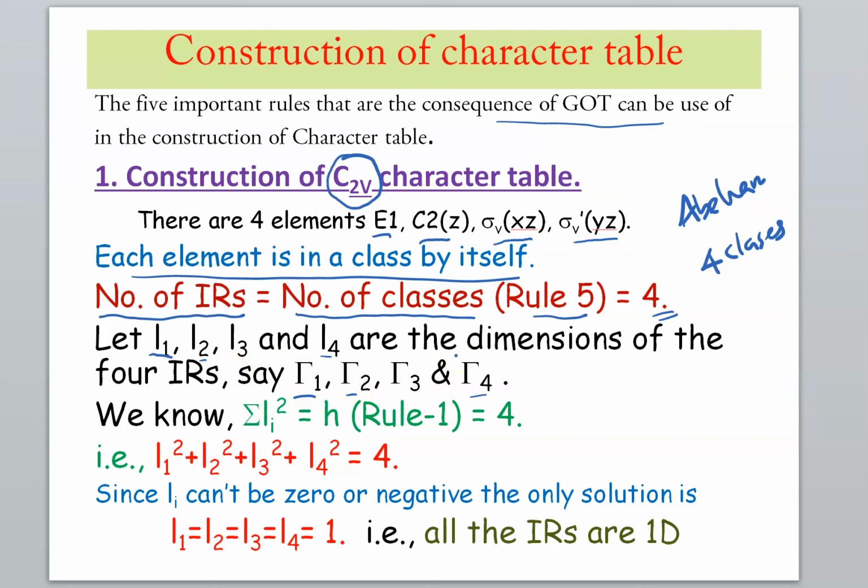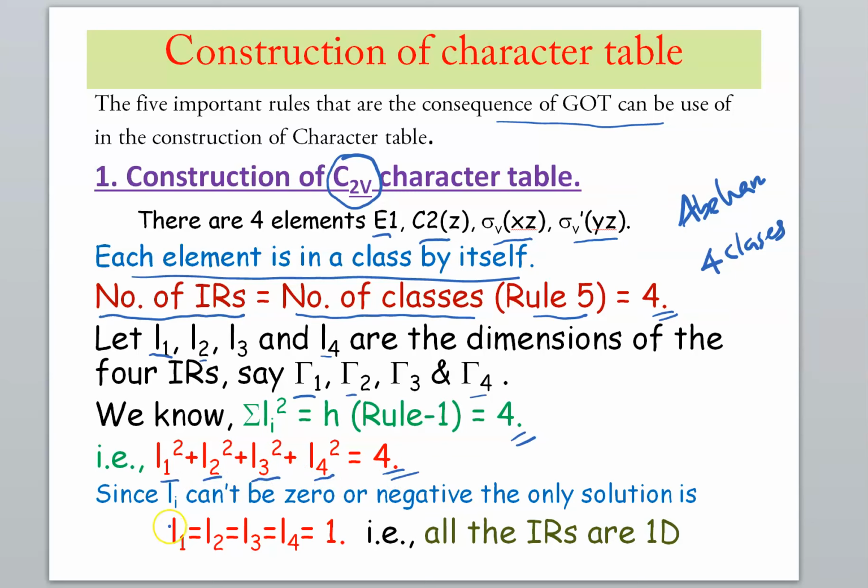According to rule 1 of the great orthogonality theorem, the sum of li squared is equal to h. That means the sum of the squares of the dimensions of the IRs is equal to the order of the group, which is 4. We have 4 IRs with dimensions l1, l2, l3 and l4. Therefore, l1 squared plus l2 squared plus l3 squared plus l4 squared is equal to 4.